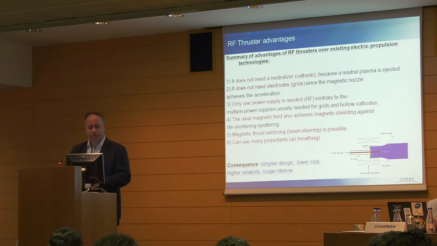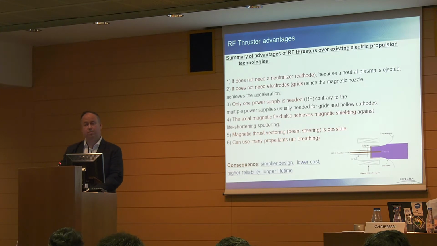You don't need electrodes, you don't have grids. In this thruster configuration, the plasma just is expelled and accelerated. You have one power supply. You also have some level of magnetic shielding with the longitudinal magnetic field, because those RF thrusters have a longitudinal magnetic field. You can have magnetic thrust vectoring, and you can use many propellants. So really, the advantages of these RF thrusters are the simpler design, the lower costs, the higher reliability, and hopefully, and that has to be demonstrated, the longer lifetime. Of course, they have to reach the same performance as other thrusters if they want to be competitive. But what is sure is the simpler design and the lower costs, and thus higher reliability.